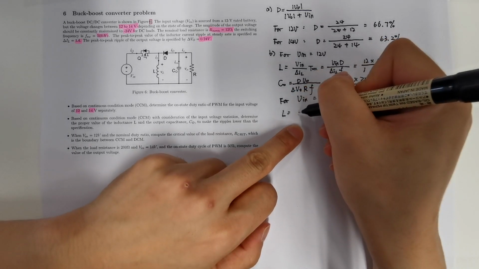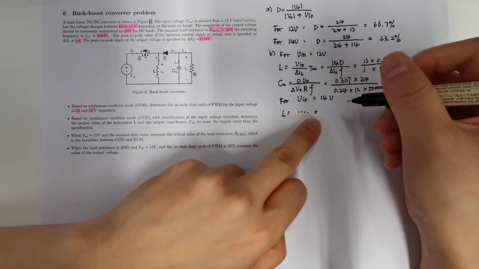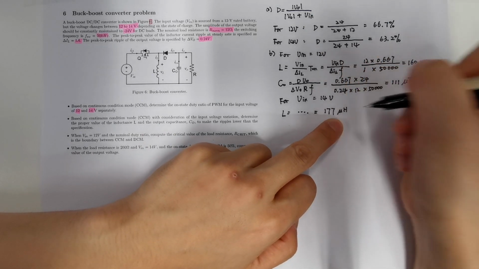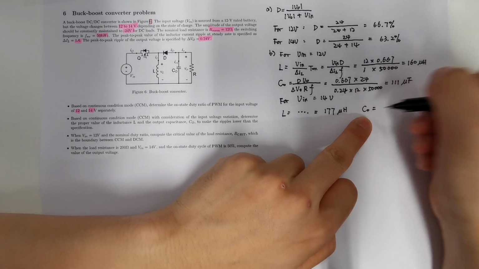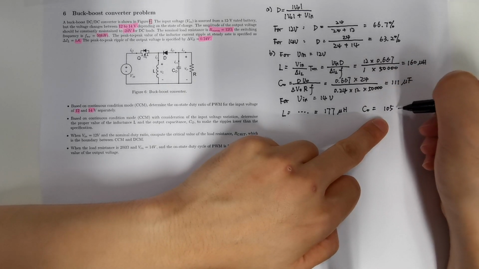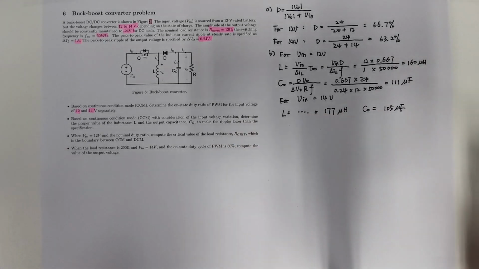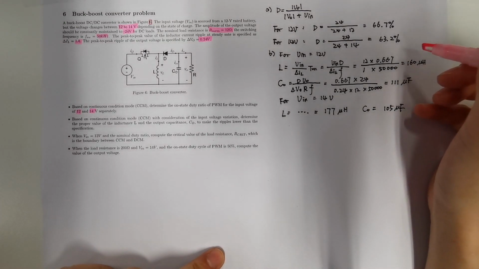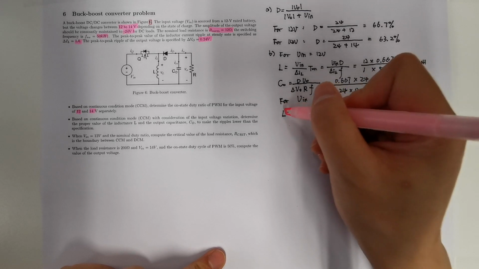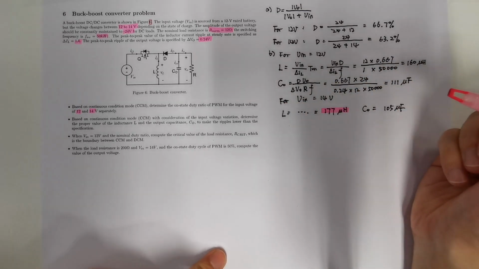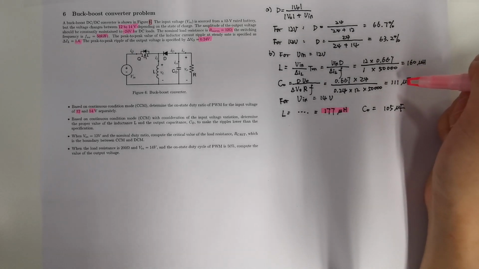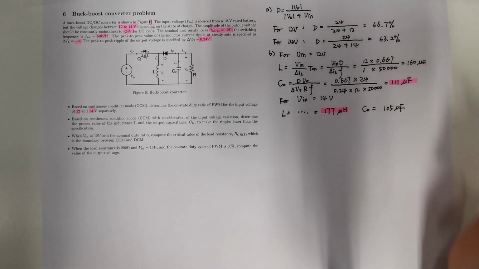We follow the same procedure because the inductance is 177 microhenry and the capacitance is 105 microfarads. So we pick the maximum value for our converter, which is, if we choose the inductor, we use 177, and if we choose the capacitor, we choose the capacitor that's larger than 111.